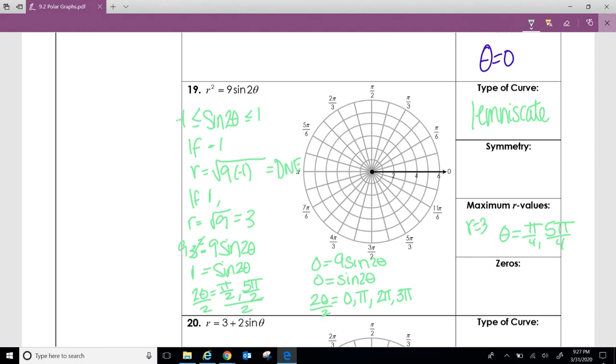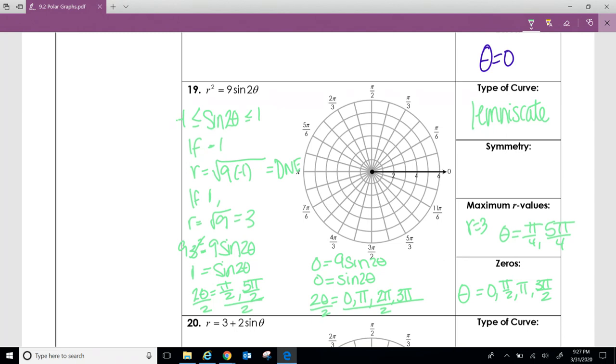And our last step is to divide each of these by 2. So we are at 0 when theta is equal to 0 divided by 2, pi divided by 2, 2 pi divided by 2 would be pi, and then 3 pi over 2. So remember, this is that infinity type shape of our graph. We know we have zeros at 0, pi over 2, pi, 3 pi over 2.